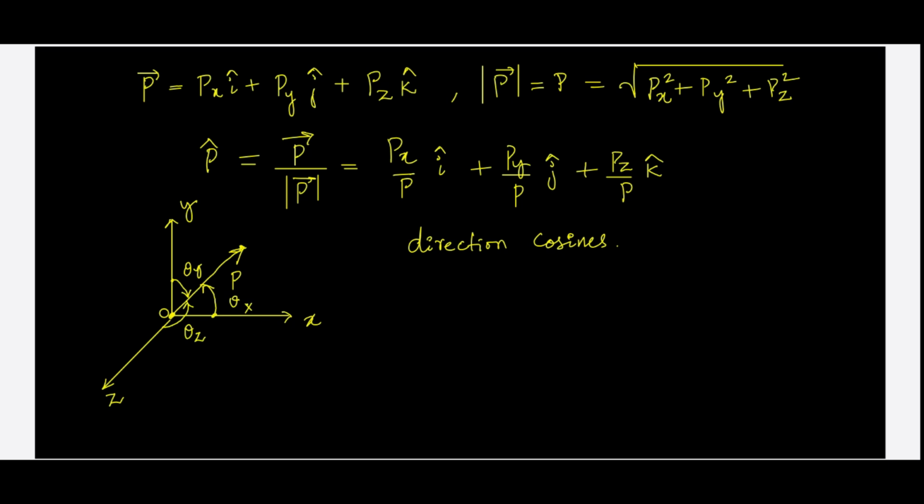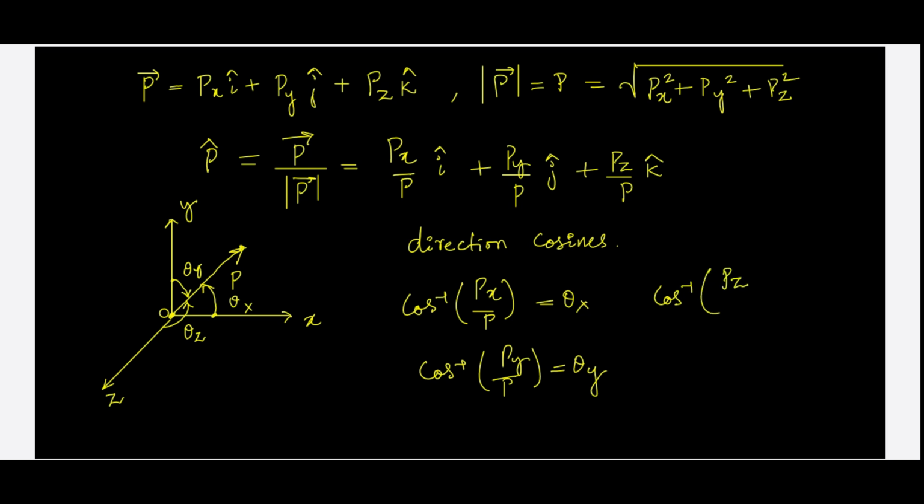So how do you get this? Simply cos inverse of px by p is theta x. Similarly, cos inverse of py by p gives theta y, and cos inverse of pz by p gives theta z. So these are the three angles. This is how you completely define the orientation of the vector in 3D.